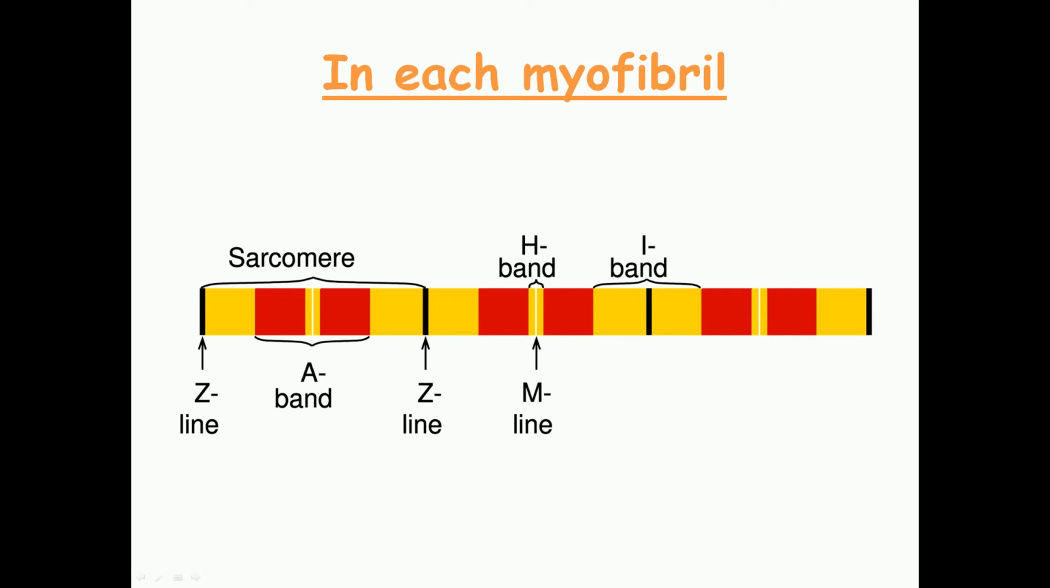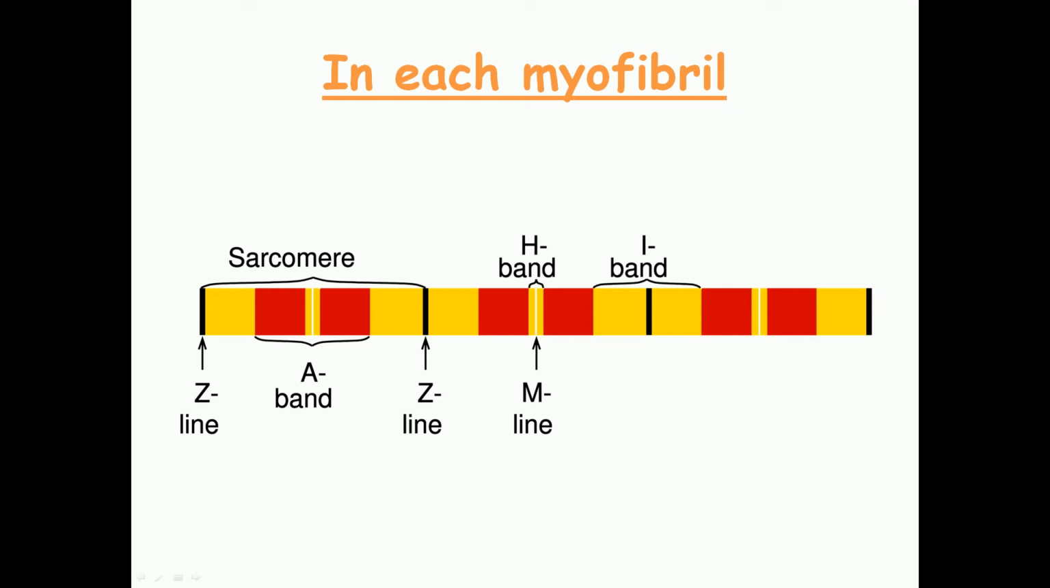In the middle of the I band, you can see a thick black line. It is known as the Z line. Between two Z lines, the part of the myofibril is known as the sarcomere. In the middle of the A band, there is a line which is known as the M line.